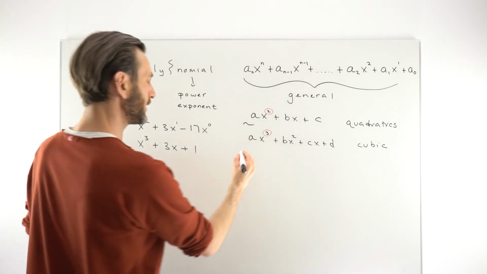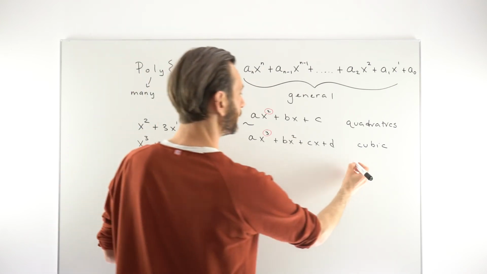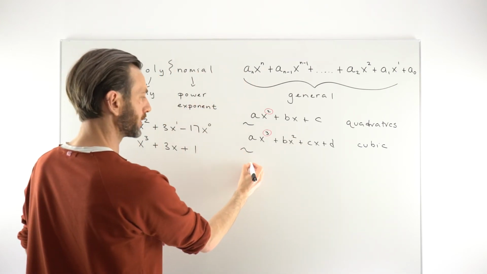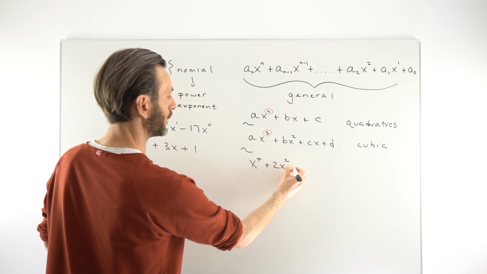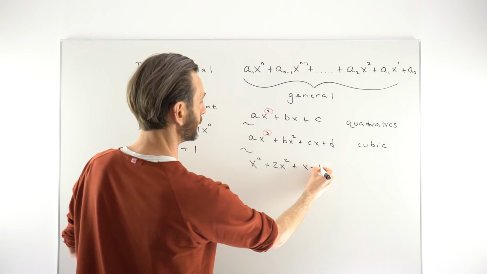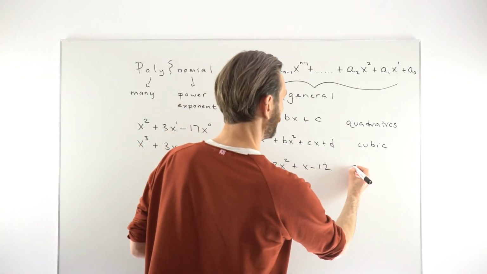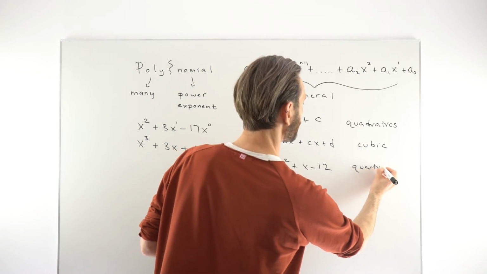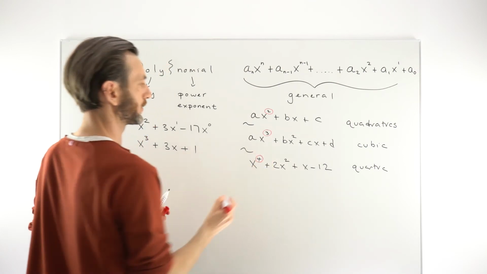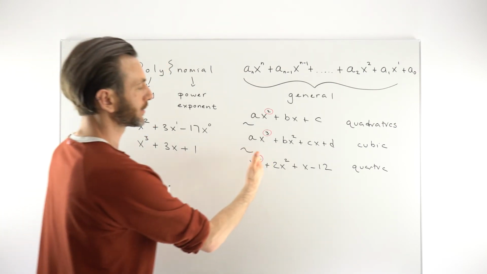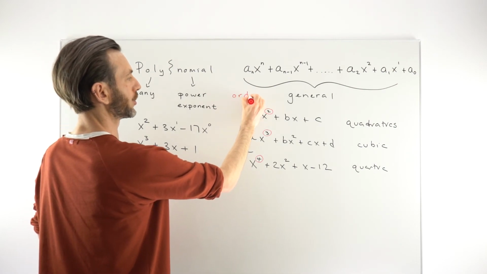And like I said, you might see some examples of an x to the power of 4, and that's called a quartic. Let me just give you an actual example of a quartic. So you could have something like x to the 4 plus 2x squared plus x minus 12. So that would be an example of a quartic polynomial. Okay, and that one's a quartic because the highest power is the x to the 4. Whatever the highest power is, by the way, we call that the order of the polynomial. So that's a good term to know.